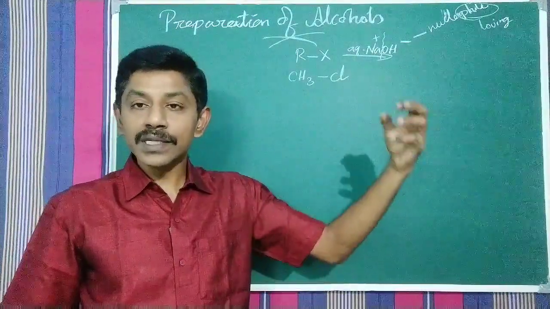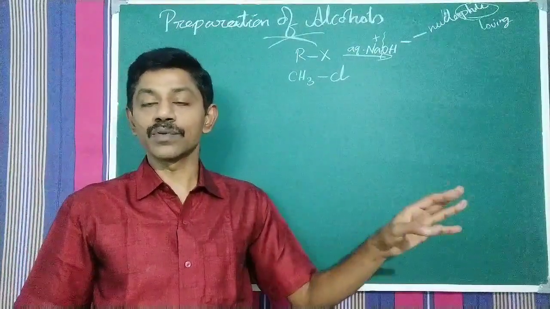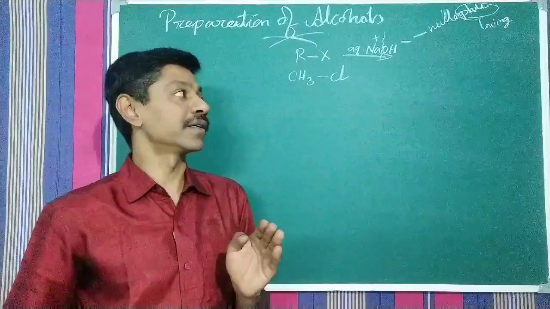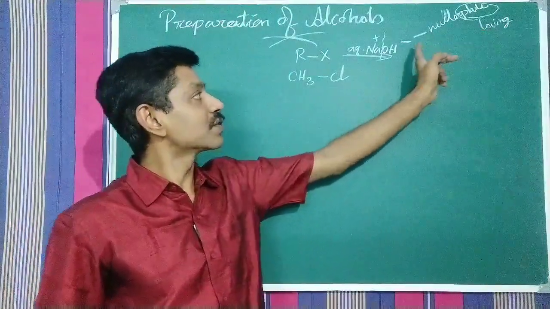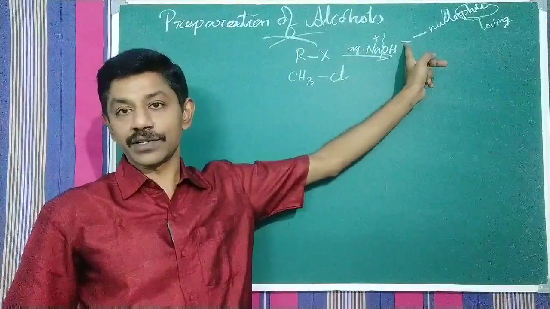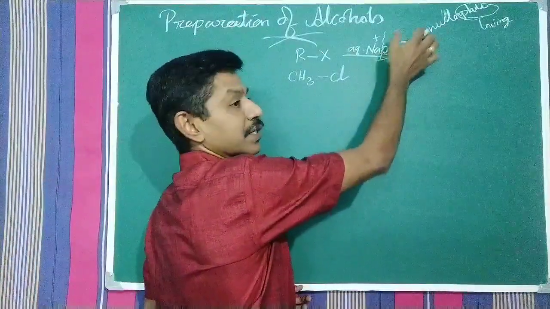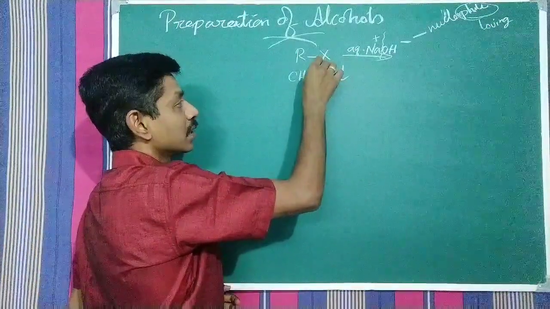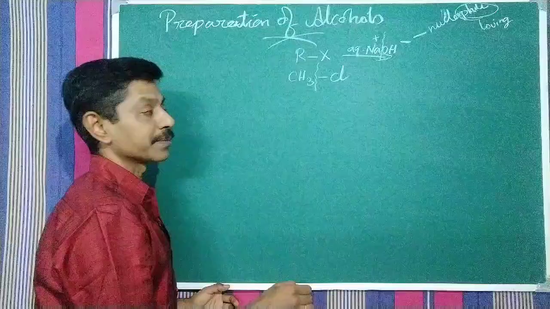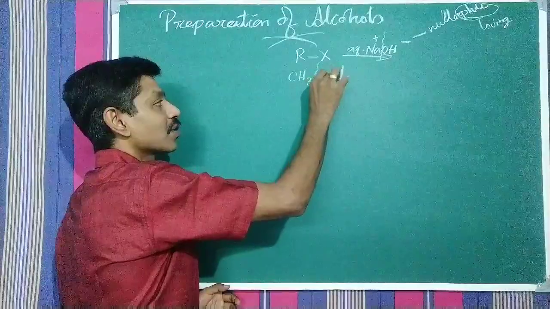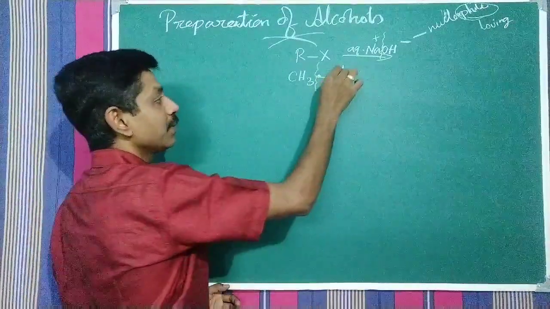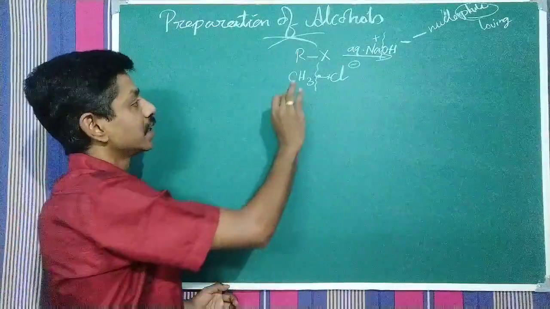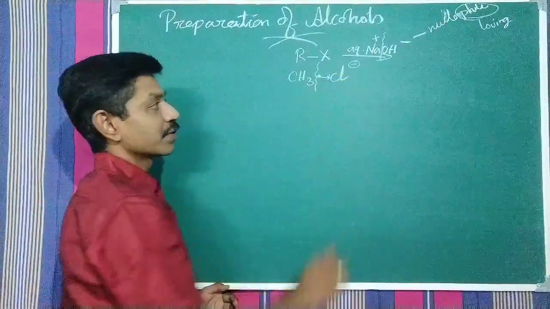So nucleus loving means, we don't mean that we are trying to go inside the nucleus. We have to understand positive loving. This way we can interpret positive loving species, obviously they should be of a negative charge. So OH minus ion is a nucleophile. Now consider this case also. Since chlorine is a highly electronegative atom, it will try to grab the electron of carbon. Then chlorine receives a negative charge after the heterolytic fission of the bond. So this can also be called a nucleophile.